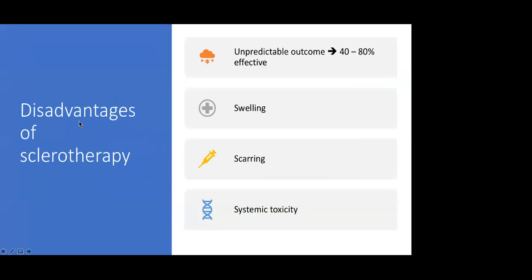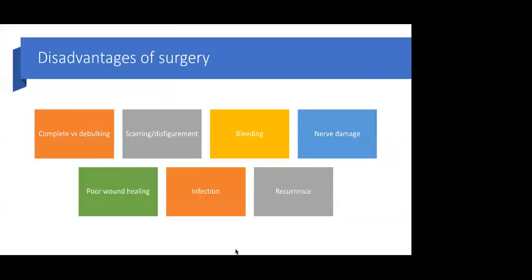So again, sclerotherapy, which is the first line of management for macrocystic, the disadvantages is you've got an unpredictable outcome, and only 40 to 80% effective. Swelling is a major complication. They can have significant scarring from it, and then systemic toxicity. Disadvantages of surgery, it can be either complete versus debulking surgery, with debulking being most often embarked on. Surgery can also lead to significant scarring and disfigurement. Bleeding is a big issue, nerve damage, poor wound healing, infection, and then the big thing is a lot of them have recurrences.